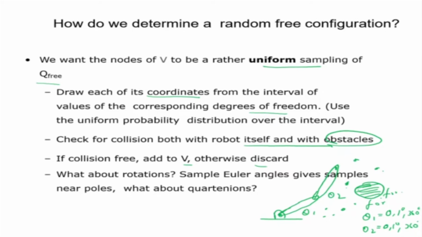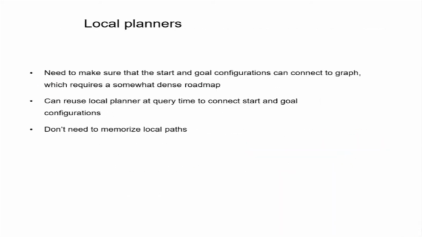Now after this, we have made the sample points. We need a local planner. We need to make sure that the start and goal configurations can connect to the graph, which requires a somewhat dense roadmap. We can reuse the local planner to connect the various points and generate the edges. That is what the local planner does. Now let's see how this is done here. So these are the sample points I've generated which are not hitting any obstacle. There's no obstacle here. So these are my sample points which I've generated.